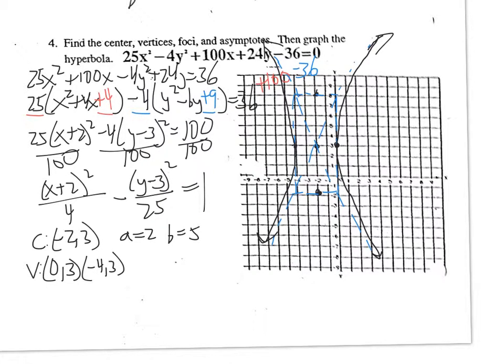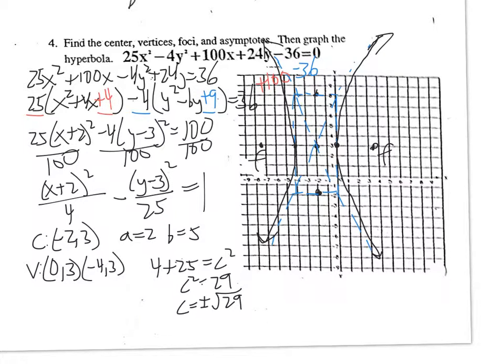The foci, okay, so now we need to find the foci, so a squared plus b squared equals c squared. So a squared is 4, b squared is 25, equals c squared. So c squared equals 29. So c equals plus or minus square root of 29, which is about 5.4-ish. So from the center, go right and left about 5.4. And there are your focal points.